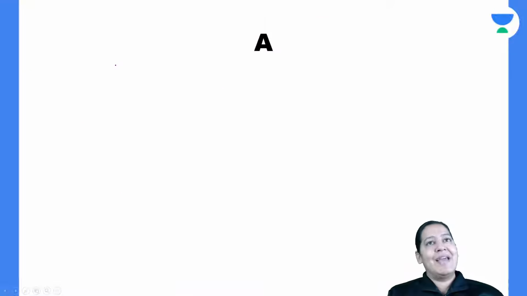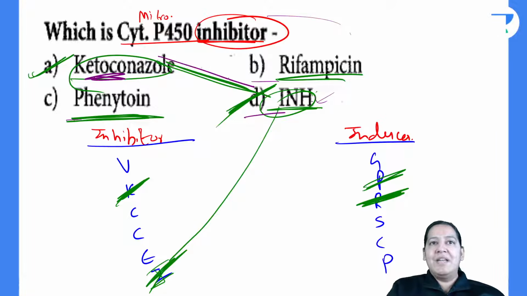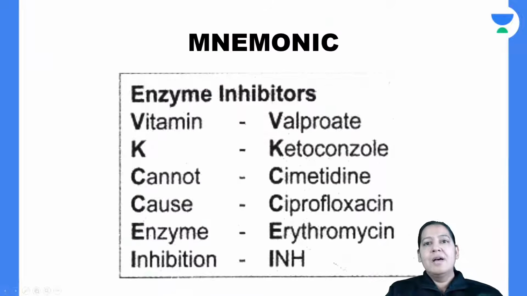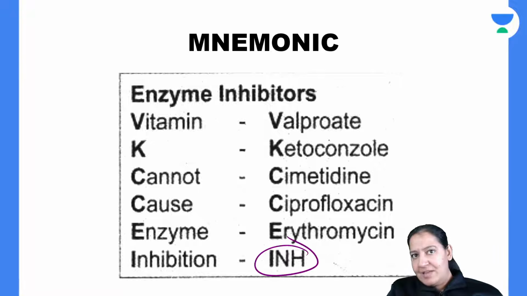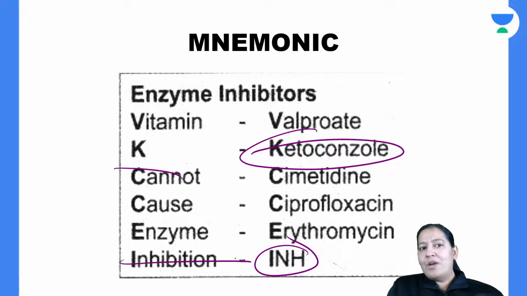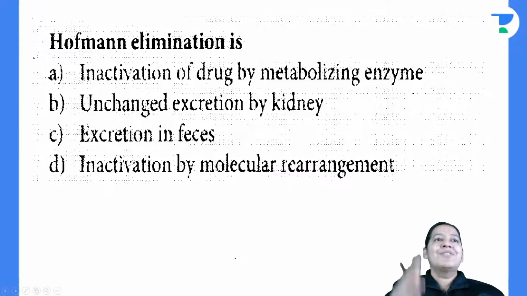So the correct answer is A and D. Here also I have written A, but A and D both are the correct answer. You can see INH is also there and ketoconazole is also there. So both, why not both? Why not both, right? So coming to the next question.